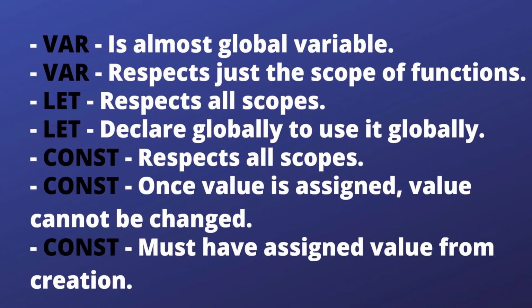So first thing, var is almost a global variable as it doesn't respect scopes of if statements and for loops. But var respects just the scope of a function. So basically, which means that if we wish to declare a var inside of our function, we can use that var just through that function. But if we assign the var inside of our if statement, for loop or globally, we can use that var all over our code, right?